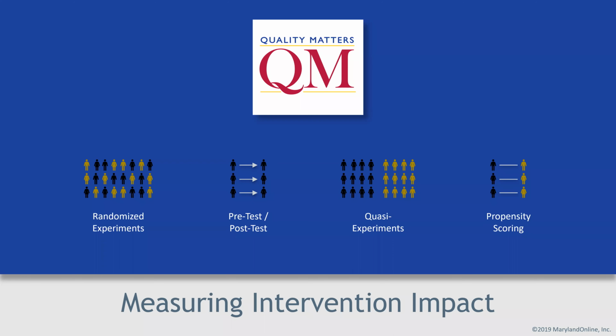I've broken the presentation into 4 parts. If you've taken a research methods course in any area of the social sciences, you're probably familiar with randomized experiments, pre-test, post-test designs, and quasi-experimental designs. With each of these, I'll review the basics very quickly, but I'll try to focus on the pros and cons of each method in online education research.